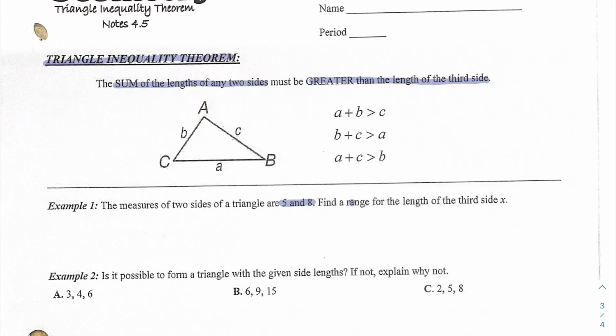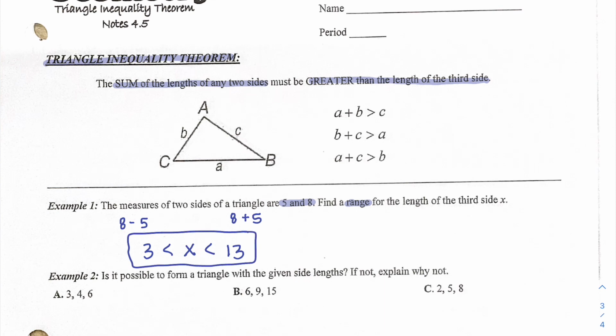So example 1 says the measure of 2 sides of a triangle are 5 and 8. So we know 2 of the sides are 5 and 8. They want us to find the range, which means there's going to be multiple possibilities of the length of the third side. So here's how we do this. You're going to take those 2 numbers and subtract them. So I'm going to say 8 minus 5, and that gives me 3. That's the lowest number that third side could be.